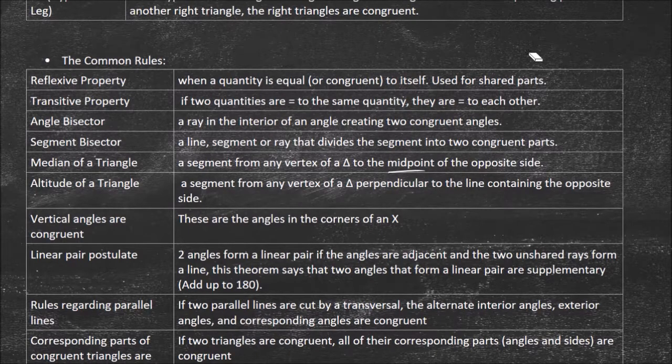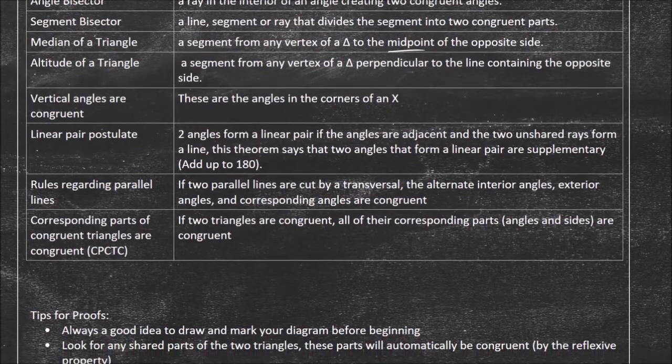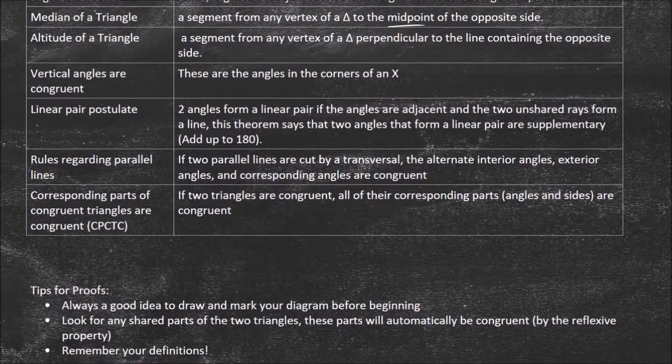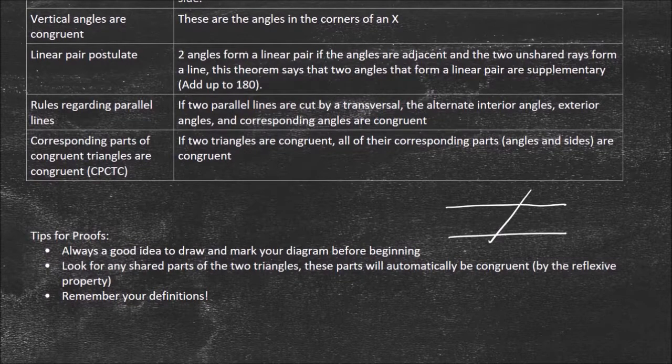Okay, so now rules regarding parallel lines. If two parallel lines are cut by a transversal, alternate interior angles, alternate exterior angles, and corresponding angles are congruent. This is an important one and really has a lot of rules put into one. So let's draw it out here. So we have a transversal. So these are parallel lines, these two here, and then we have a transversal.